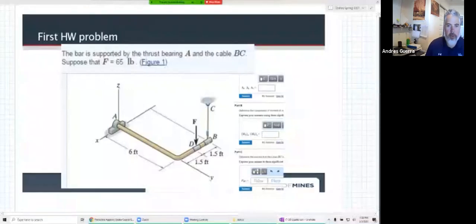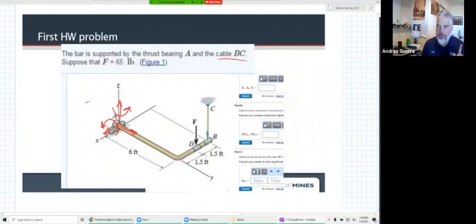The first homework problem you have on this topic is a bar supported by a thrust bearing A. So we see that thrust bearing, we should know what forces and moments go there, and this cable from B to C. A thrust bearing A is going to have forces in all 3 directions because it's a thrust bearing. It can also have a moment about the x-axis and a moment about the z-axis.